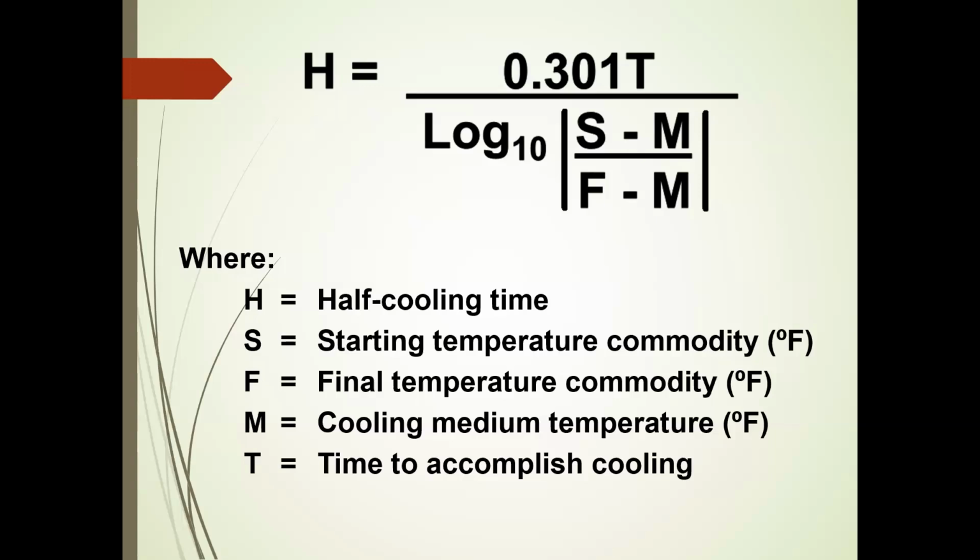S is the starting temperature of the commodity, and M is the cooling medium temperature. F is the temperature of the commodity at the end of the test. Again, M would be the cooling medium temperature.